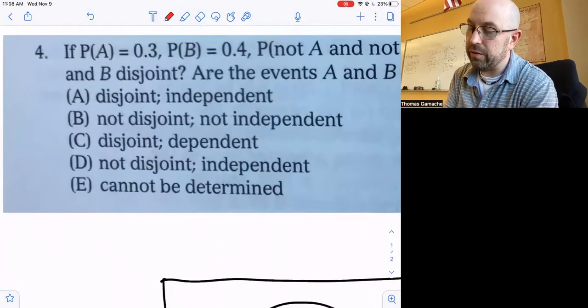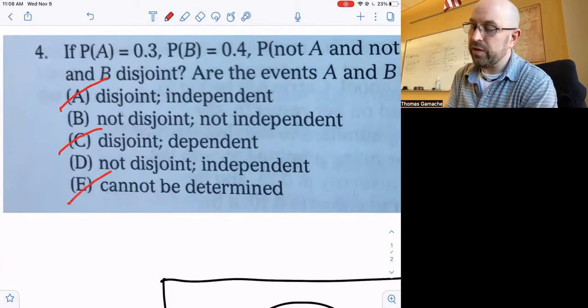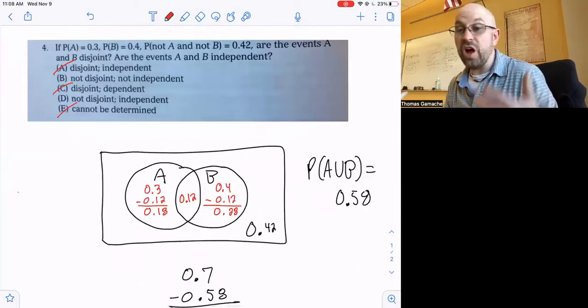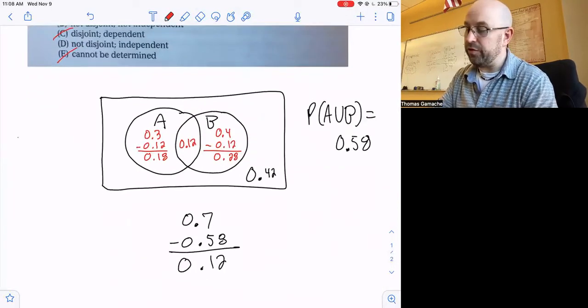So I can get rid of disjoint here. I can get rid of this and get rid of this. So I'm down to A and B. Now, how do I prove independence? There are a couple of ways I can do this. I'm going to show you both of them.